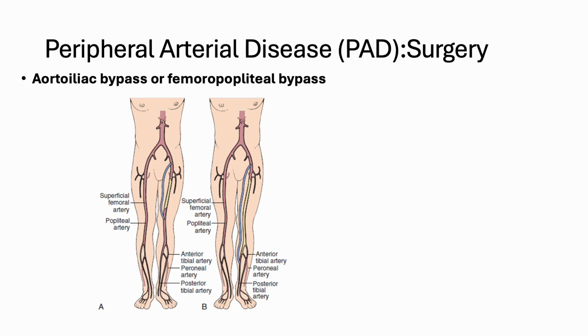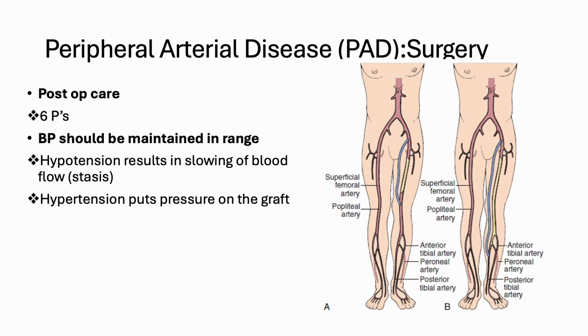It's done to get more blood flow to that area, and it's only palliative. Okay, and so when the patient came out of surgery, in addition to everything else you assess after somebody has surgery, you would be doing the 6 P's as part of your assessment.